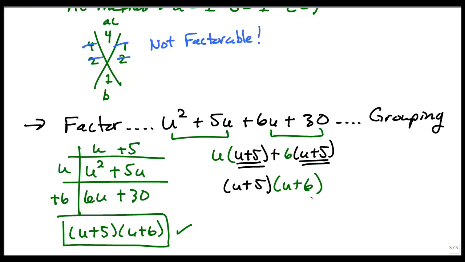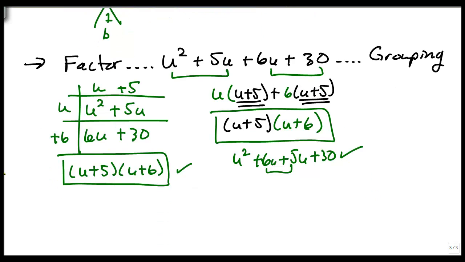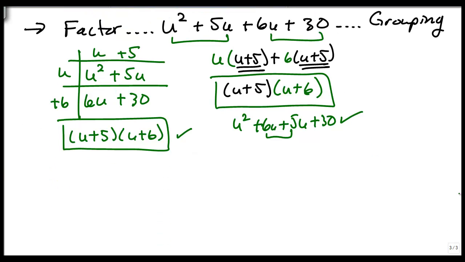Okay, and then from here what we can do is FOIL this out and check it. So u times u would be u squared, plus 6u plus 5u, outsides and insides, plus 30. And of course, combining these middle terms, which in this one we really don't need to because we were not given the middle terms combined, so I guess from here it checks. So again, if it's already in 4 terms, you really shouldn't have to split it up.